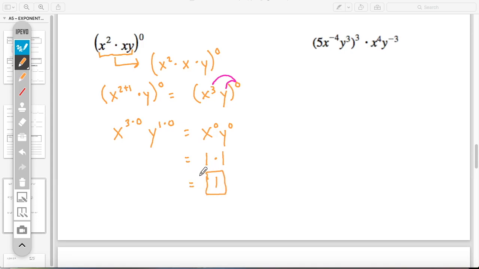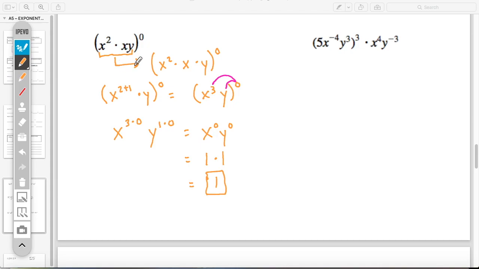Now that we've gone through the steps of solving an expression to the 0th power, we can take a shortcut. This entire expression is to the 0th power. I can look at this entire expression and know that this process is going to happen where that 0 is distributed through. So I can automatically say, by looking at this, the answer is 1.